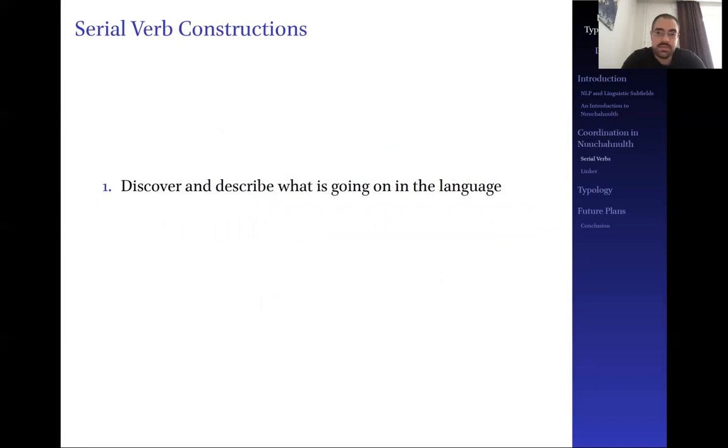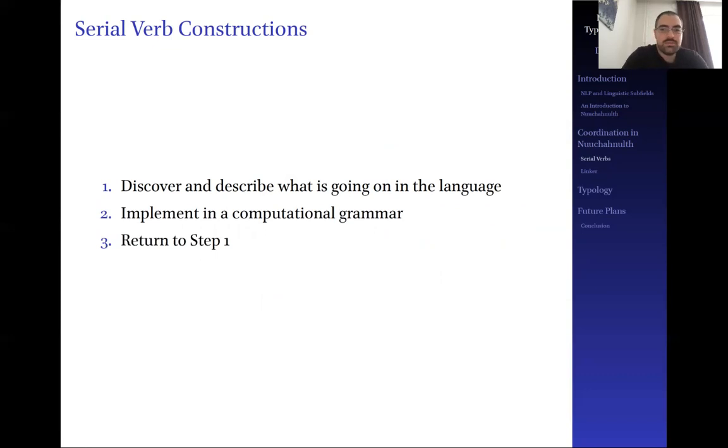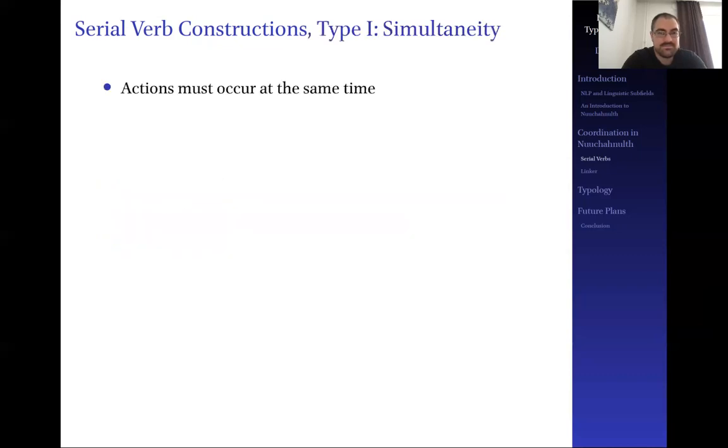So the steps are basically: first, find out what's going on in the language. Second, implement it in a computational grammar. And then third, go back to step one, because even though I presented this as though it was a linear process, it is not. This process was fairly cyclical. So rather than going through the discovery process, I will just give my results.